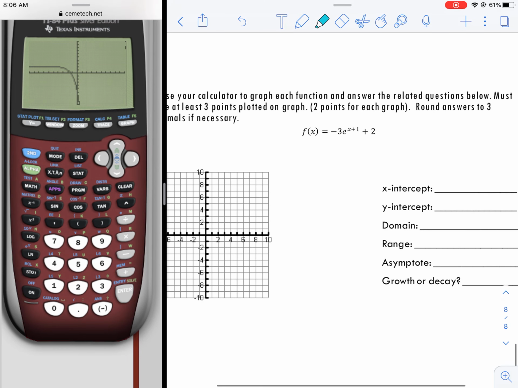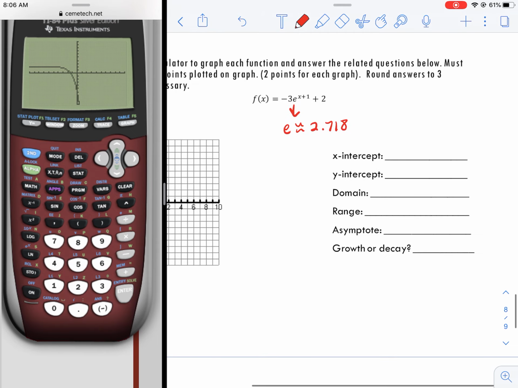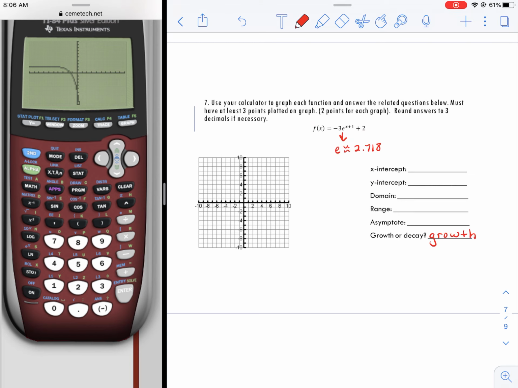Now, when you're asked if this is growth or decay, you got to look at the base of the exponent. The base of the exponent is e, okay? And the value of e that we learned is 2.718. So e is approximately 2.718. So that automatically means that this is a growth problem. Okay, if you look at your graph, it looks like decay, but that's because the -3 is causing a vertical reflection. So it's actually a growth problem that's been flipped upside down.